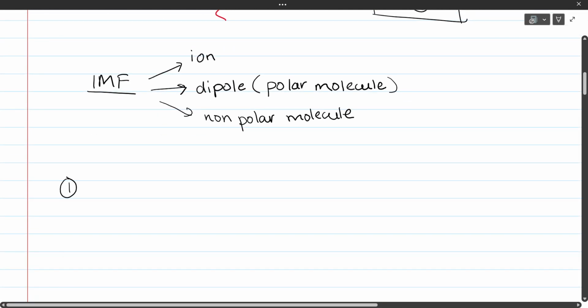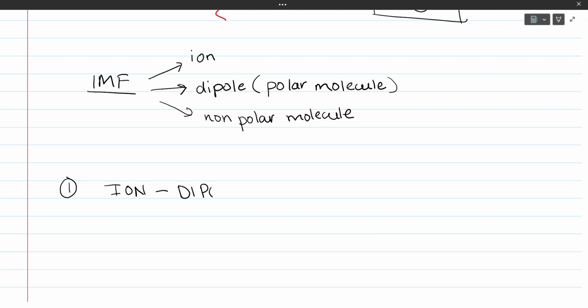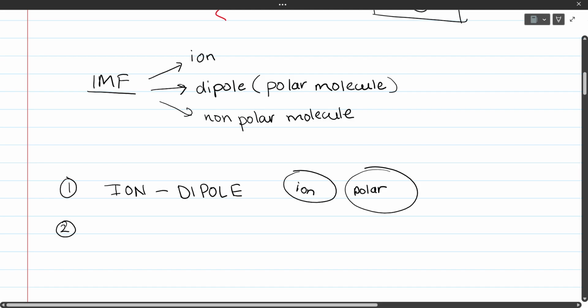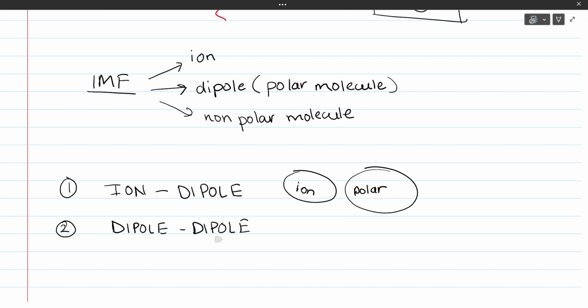So the first type of intermolecular force we went through was something called an ion dipole. Quickly, what this is telling us is basically you've got an ion in your substance and you've got a polar molecule coming together. So if you find that you've got these two, then you're dealing with an ion-dipole intermolecular force. Secondly, we have a dipole-dipole. Now a dipole-dipole is basically 2 polar molecules coming together in our substance.